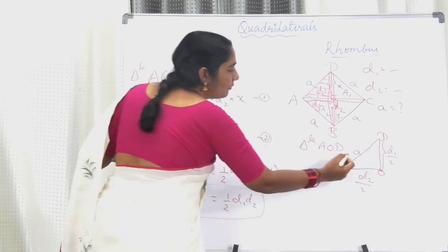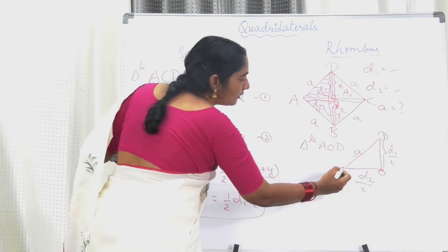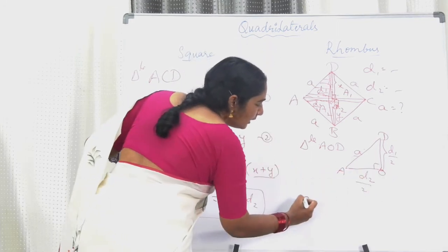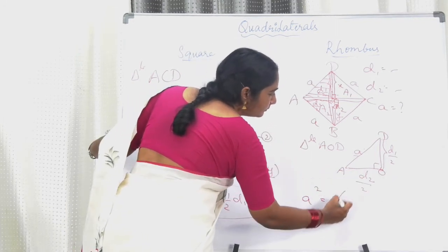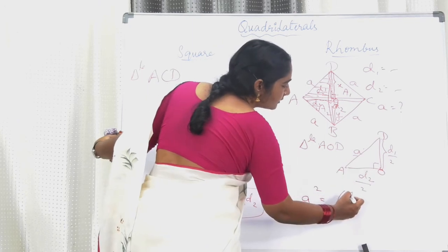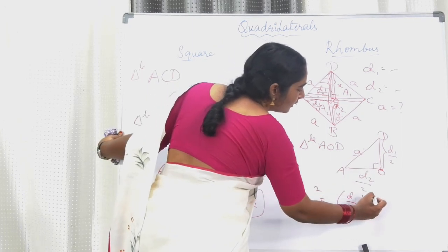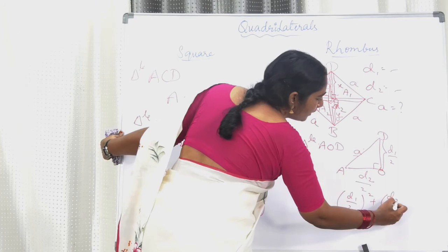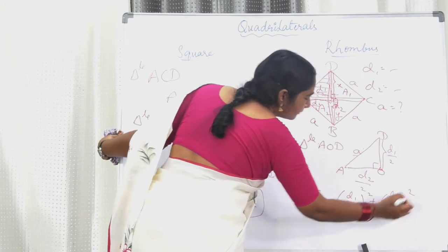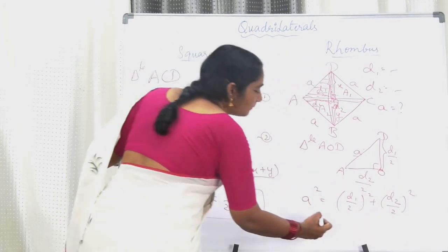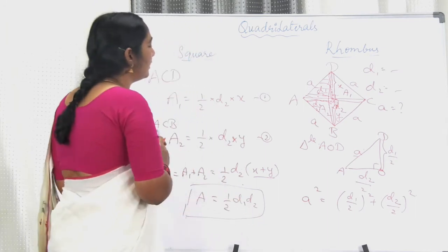So now we want to find out A. A is found by the Pythagoras theorem. Apply the Pythagoras theorem: A square is equal to the sum of the squares of the other two sides, meaning D1 by 2 whole square plus D2 by 2 whole square. So my dear friends, I think you understood by this time. You can do it.